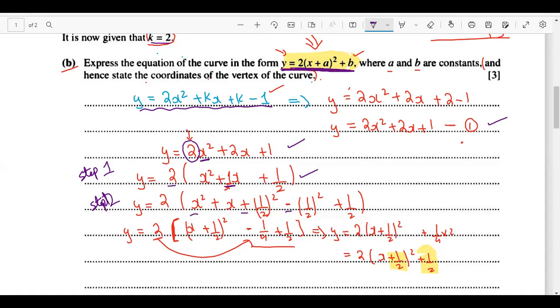Finally, x squared plus x plus 1 by 2 whole squared is basically x plus 1 by 2 squared, and this would give you minus 1 by 4 plus 1 by 2. This 2 was written outside, so it would be multiplied with this term, you would get this, and again it would be multiplied with this term. This would become 1 by 4, and 1 by 4 multiplied by 2 would give you 1 by 2, and this is going to be the answer. Now A is 1 by 2 and B is 1 by 2, right?